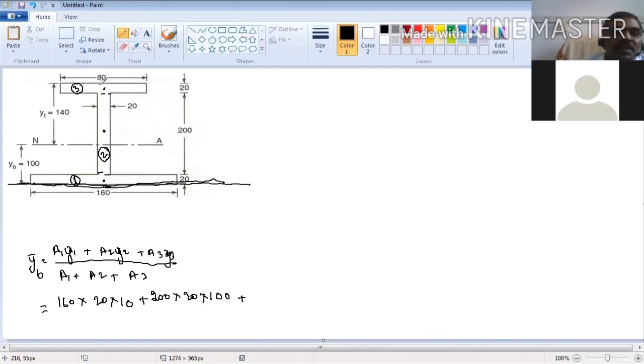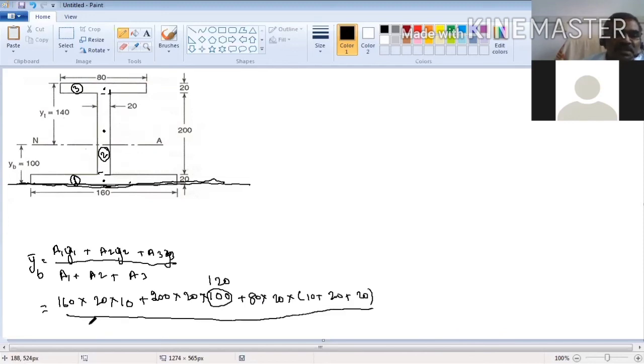What is A3? A3 is 80 into 20, multiplied by what is the distance? 20. This is 120. Then 80 into 20 multiplied by Y3. What is Y3? This is at the center, so this will be 10 plus the total distance, 10 plus 200 plus 20. This is a y3, divided by a1 plus a2 plus a3, which is 160 into 20 plus 200 into 20 plus 80 into 20.